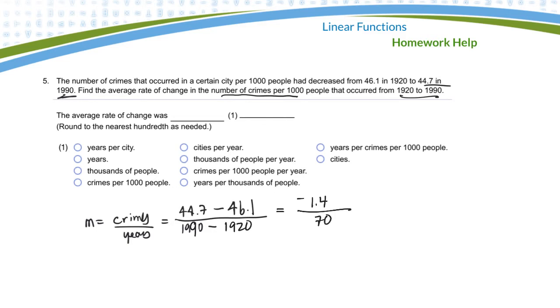Now, you could leave it like that. Oh, they say to round to the nearest hundredth. So I would just go ahead and divide those. So it's going to be negative, whatever 1.4 divided by 70 is, 0.02 or something. I think I didn't have to do it with a calculator, but it'd be close to that. And that would be crimes per 1,000 people per year. Crimes are on the top, and they said per 1,000 people. And we did years on the bottom. So just like that, I think.